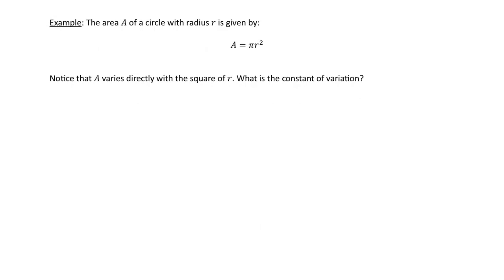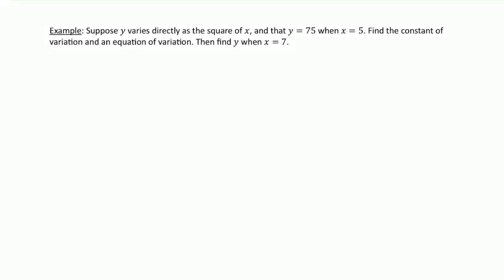The area of a circle is given by this familiar formula, A equals pi r squared, where r is the radius of the circle. But notice here that A varies directly with the square of r. What is the constant of variation? Well, the constant of variation, the k, is pi. A equals k r squared. So A varies directly with the square of r. Let's look at another example.